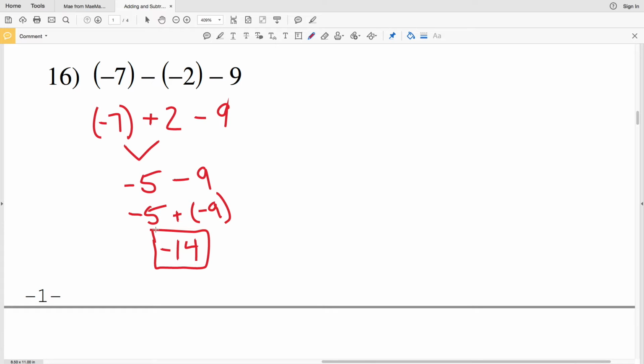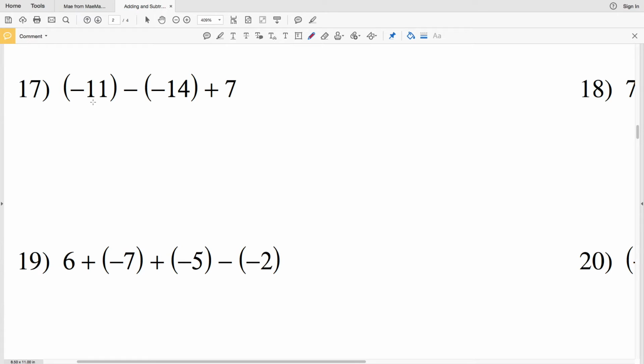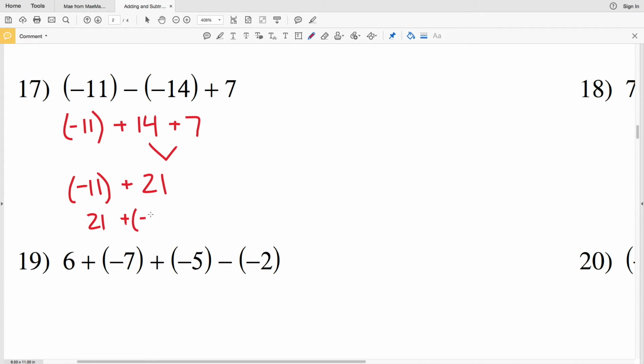Let's move on to the second page. For number 17, we have negative 11 minus a negative 14 plus 7. Rewrite this as: minus a negative is the same as adding a positive. So positive 14 plus 7. Let's go ahead and combine the positives first. So 14 plus 7 will give us a positive 21. Then negative 11 plus 21, we can rewrite that as 21 plus a negative 11. And that's the same thing as 21 minus 11. So from there, we're going to get a positive 10.